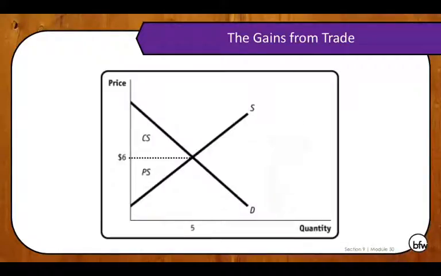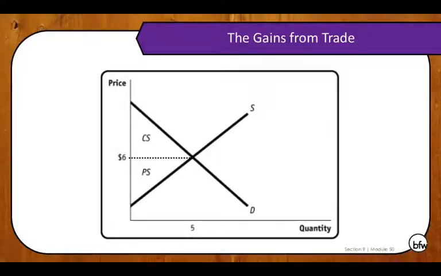Now, if we were to smooth out the demand and supply curves from the tables that we looked at in the previous slide, we would see that at the market equilibrium price and quantity, total surplus is the sum of the consumer surplus and the producer surplus triangles.